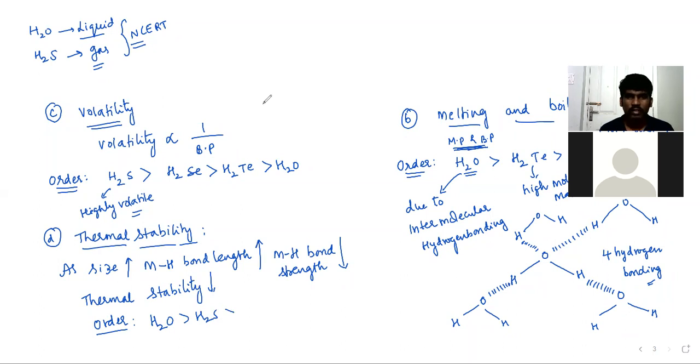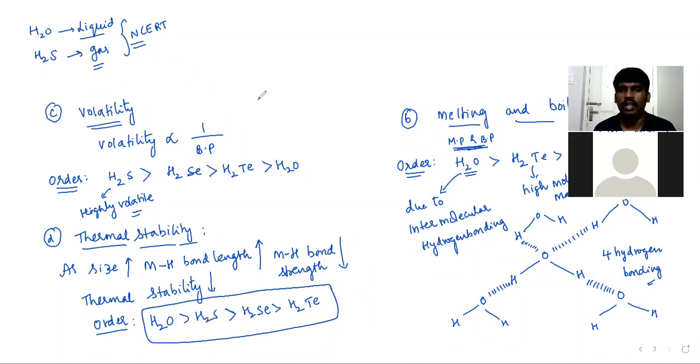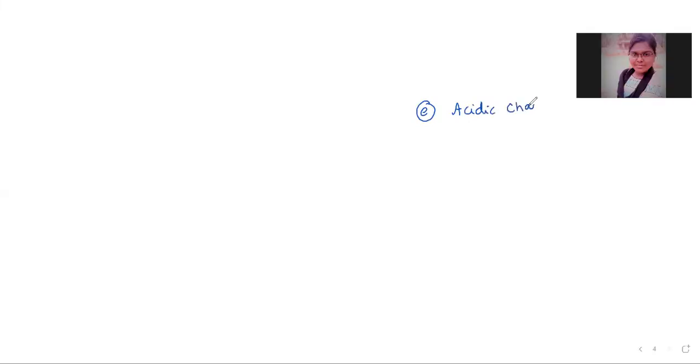Sorry, somewhere, wait. Fine. Yeah, correct. H2S greater than H2Se, H2Te. This is the order that can be given for thermal stability. Okay, please copy it. So we'll be continuing that. Next, acidic character. One minute, can you show the previous slide?